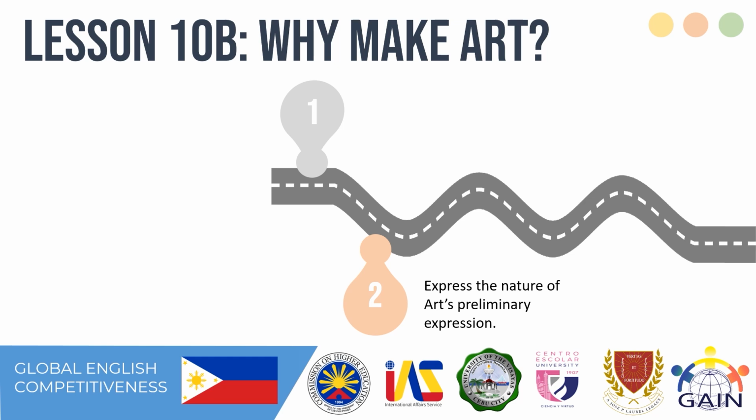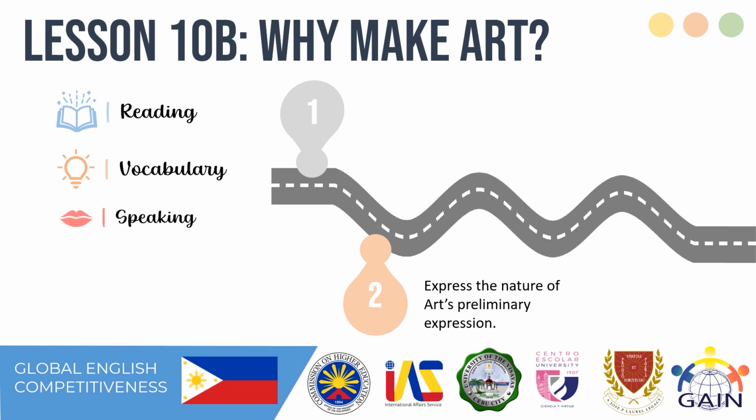And with that, we have covered our second can-do objective, which is to express the nature of art's preliminary expression. In this session, we read a material on the reasons why we create art, enriched your vocabulary with the activities and collocations, improved your speaking skill with the recording activity, arranged words to form grammatically correct sentences, and wrote down your opinion-based answers to given questions.